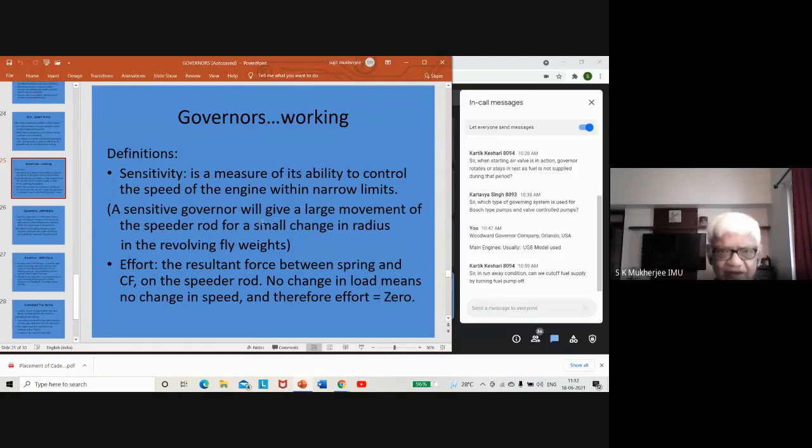So we'll have an idea. Effort. The resultant force between the spring and the centrifugal force on the speeder rod is called the effort. No change in load means no change in speed, and therefore effort is zero. It is the difference between the spring force and the centrifugal force. If there is equilibrium speed, there is no effort. That's all.